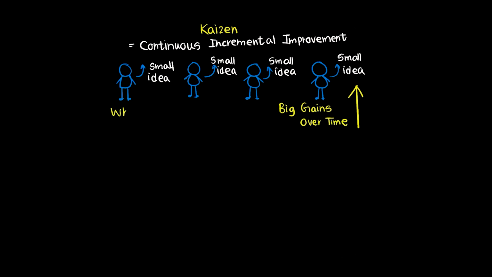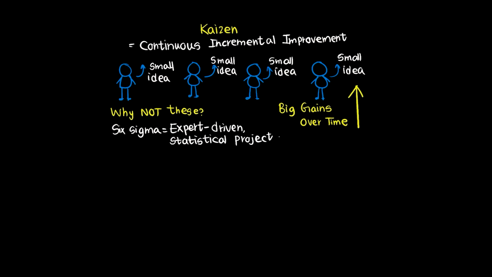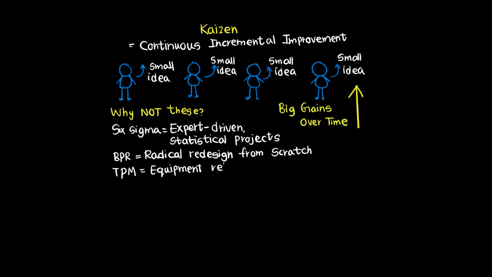Six Sigma works through trained specialists, green belts and black belts, running data-heavy projects to achieve dramatic defect reductions. That is expert-driven. Not everyone contributes daily. Business process re-engineering is the radical approach. You tear down existing processes and rebuild them from scratch for dramatic improvements. The exact opposite of small, gradual, daily changes. Total productive maintenance focuses specifically on equipment reliability through proactive maintenance programs. It is machine-focused, not a philosophy about gathering daily improvement ideas from every employee.